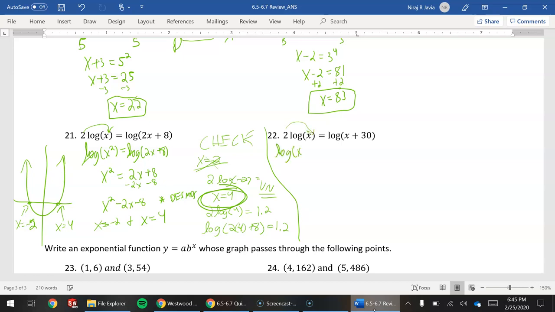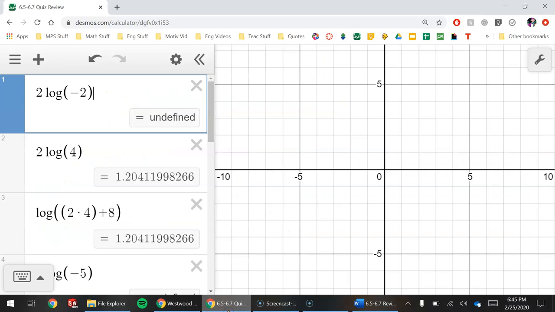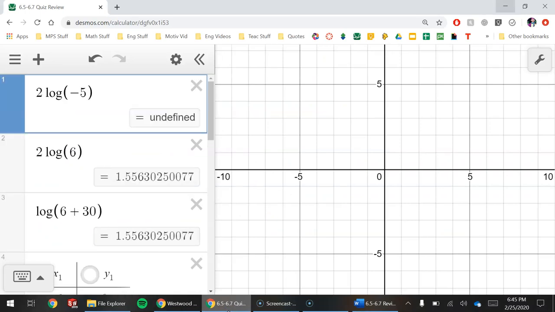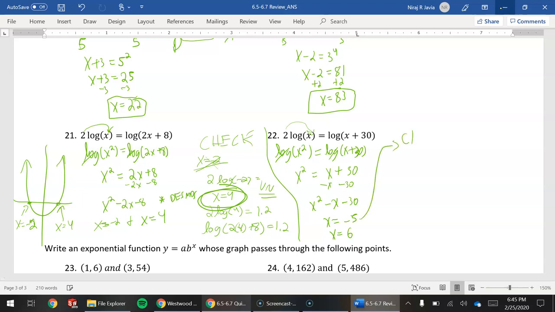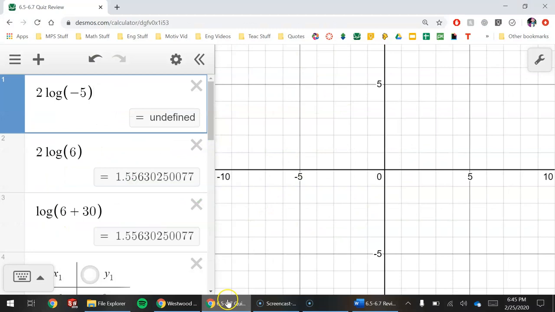2 log x squared is equal to log x plus 30. We want to take out those logs with the properties of equivalency. x squared equals x plus 30. We subtract x, subtract 30 to get x squared minus x minus 30. x is going to equal, well, it crosses the x-axis at negative 5 and 6. So I'm going to check when it's negative 5. 2 log negative 5 is undefined.